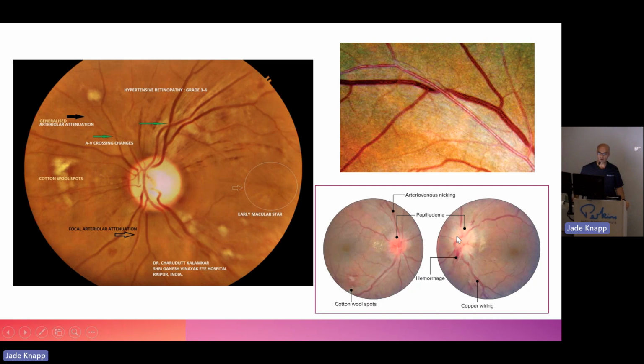But also, more importantly, this person's got swollen optic discs. And if both optic discs are swollen, we call that papilledema. Papilledema is swelling of both optic discs, often asymmetric. This person's is asymmetric. Left optic disc is more swollen than the right optic disc. Papilledema is a brain tumor until proven otherwise, right?